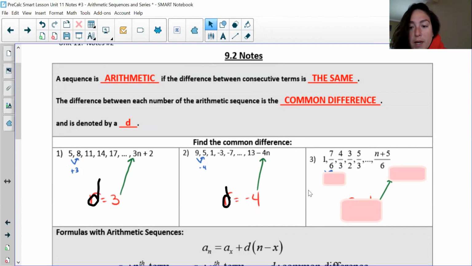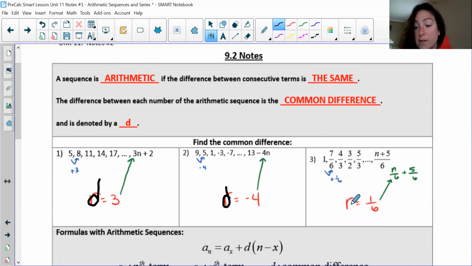In our next one, we have 1, then 7/6, 4/3, 3/2, 5/3. So it appears that we're adding 1/6 each time. An easy way to determine that is to write each fraction with the same denominator: 6/6, 7/6, 8/6, 9/6, to see that we're adding 1/6 each time. And again, if you take our explicit formula and rewrite it in a slope-intercept type form, we would get 1/6 n plus 5/6, and there we go again, that coefficient of our variable n, 1/6, also matching our common difference.